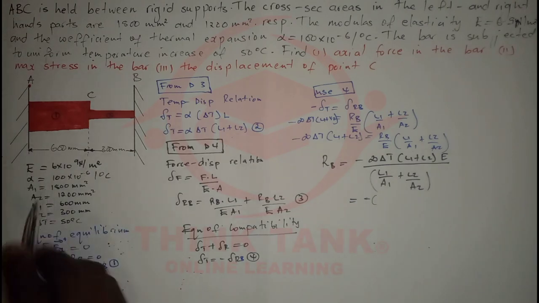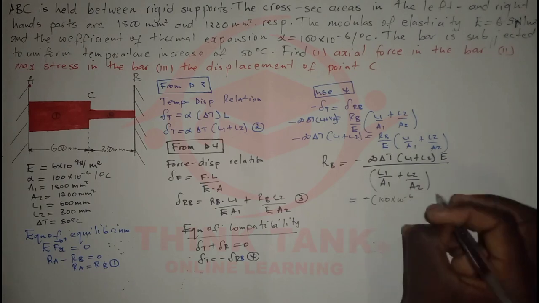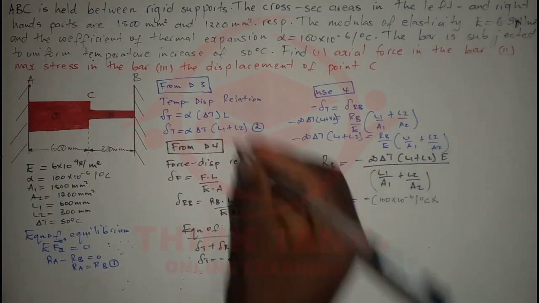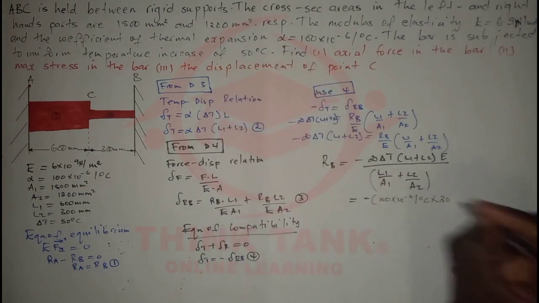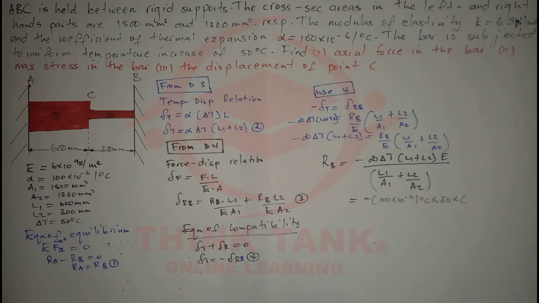From the numerical data that we have, alpha is 100 times 10 to the power negative 6 per degree Celsius, times the change in temperature. We know that the change in temperature is 30 degrees, so I'm going to write 30 here. Now I'm going to multiply that by the length. As you can see, our modulus of elasticity is in terms of meters, and our area and length are in terms of millimeters, so I'm going to change everything to standard form, meters.